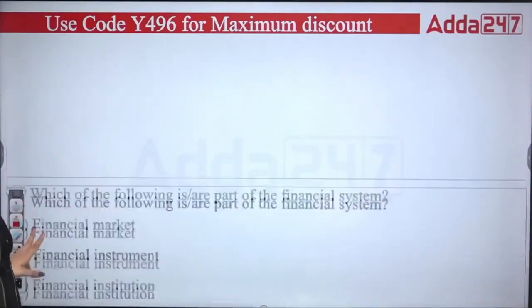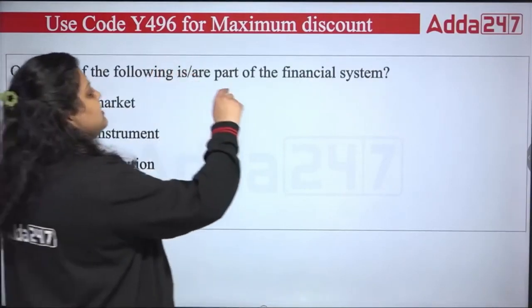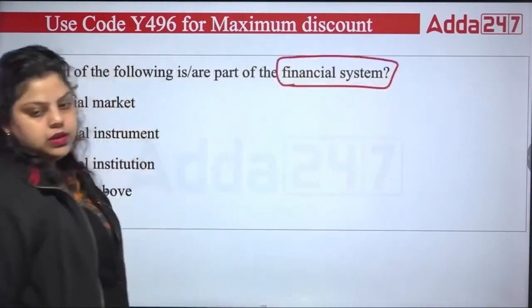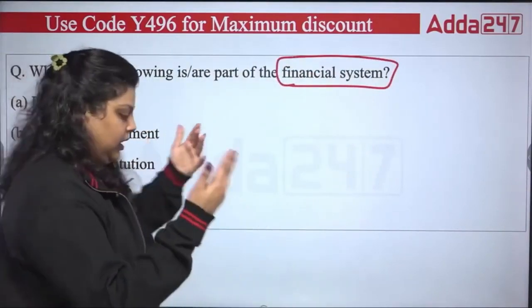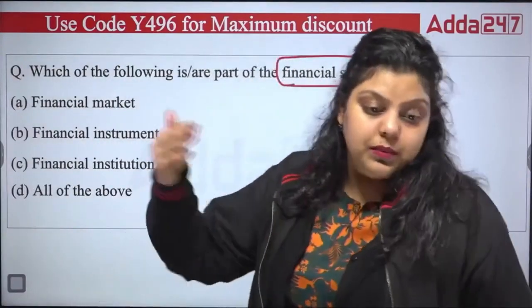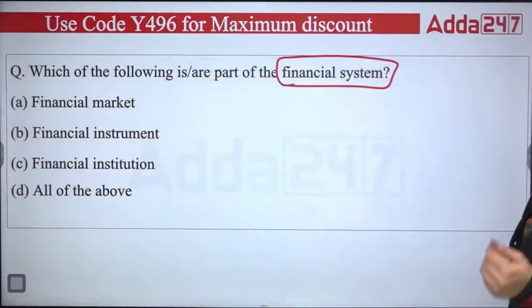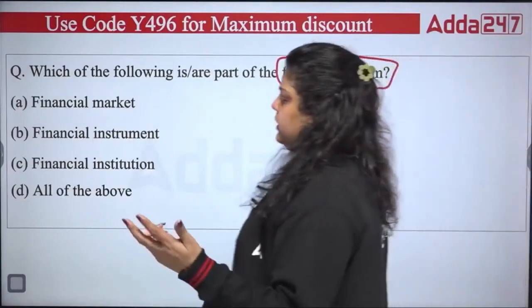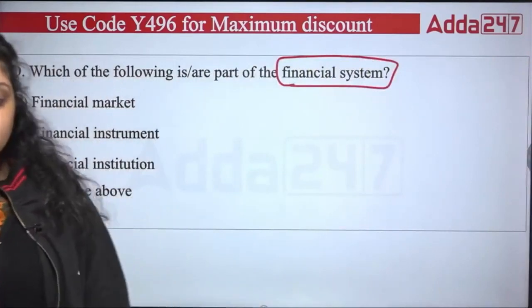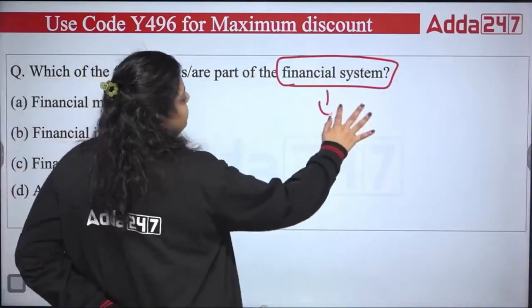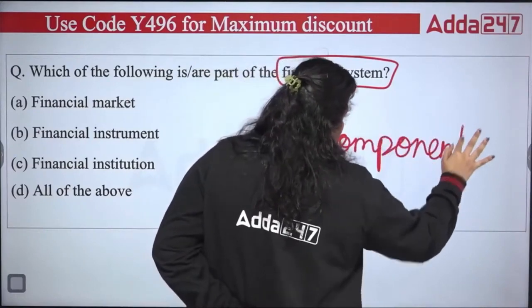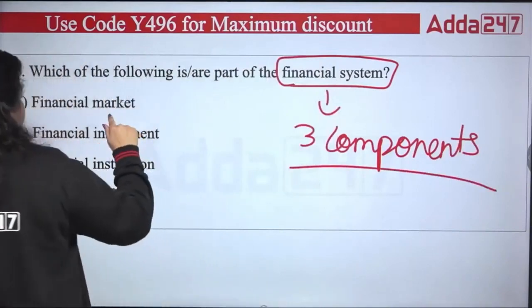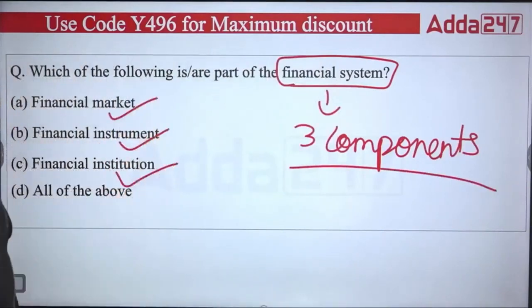Okay, next question. Which of the following is a part of the financial system? So financial system is simply a system where we exchange funds among the persons who have surplus money and the persons who have a deficit of money. Clear? So the financial market, financial instrument, financial institution, or all of the above. I have told you that the financial system has three components, and these three components cover financial market, financial instrument, financial institution. So the right answer is D.